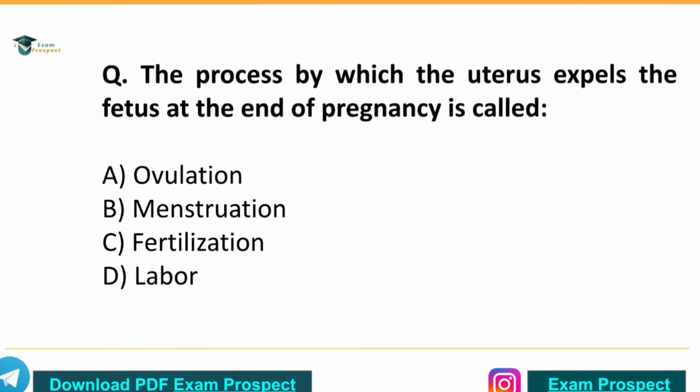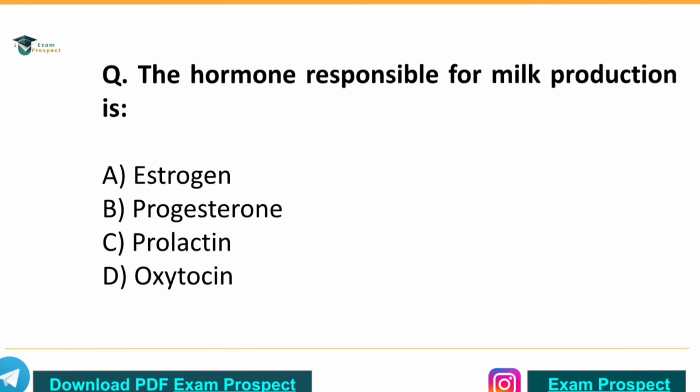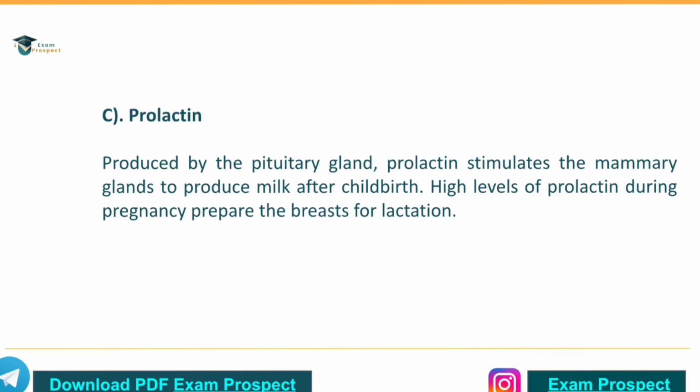Next question. The process by which the uterus expels the fetus at the end of pregnancy is called? Correct answer is option D, labor. Next question. The hormone responsible for milk production is? Correct answer is option C, prolactin.